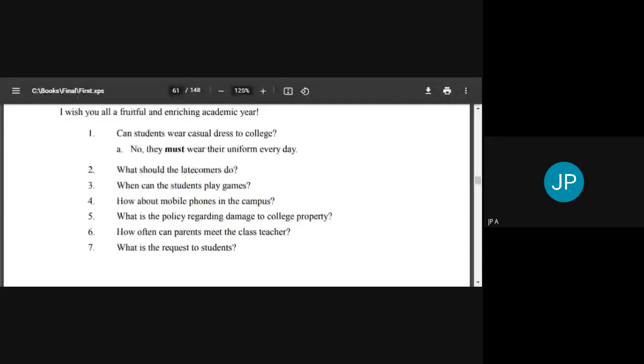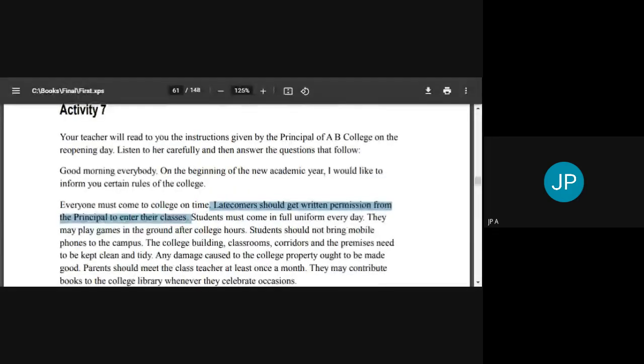When can the students play games? That is also there. Yes, very good. So the students can play games after college hours. Very good. Yes, Sia. Thank you. That is right. They can play games after college hours.